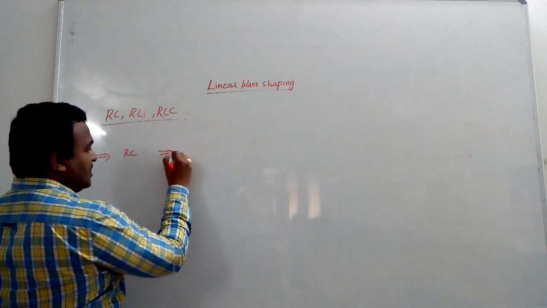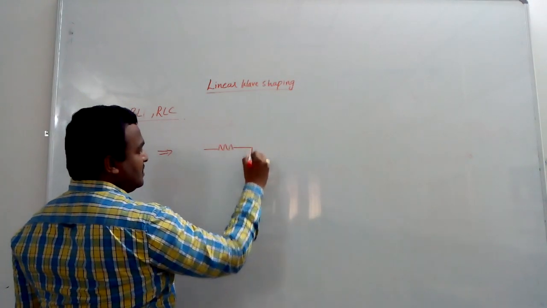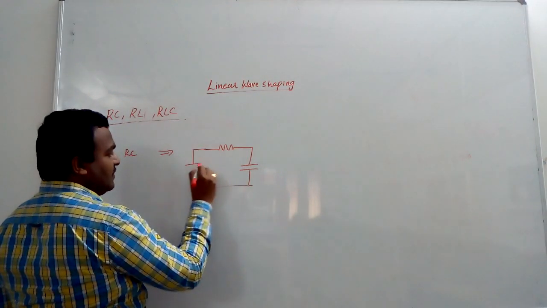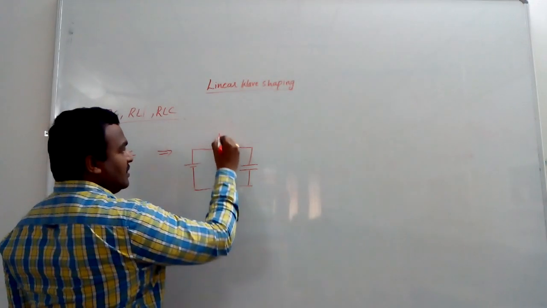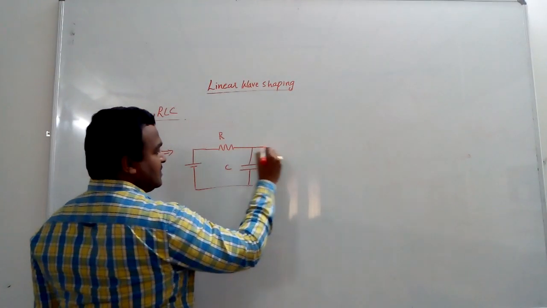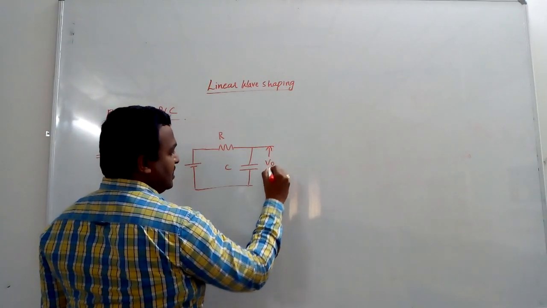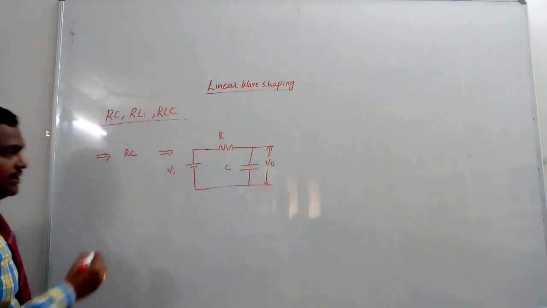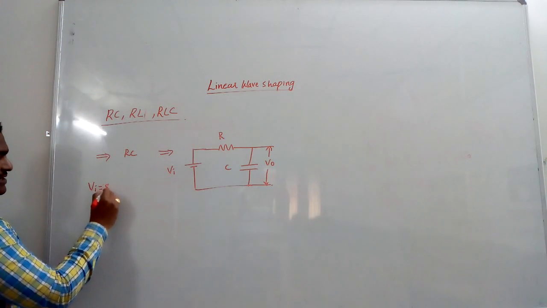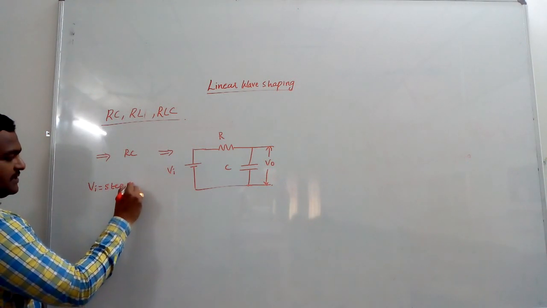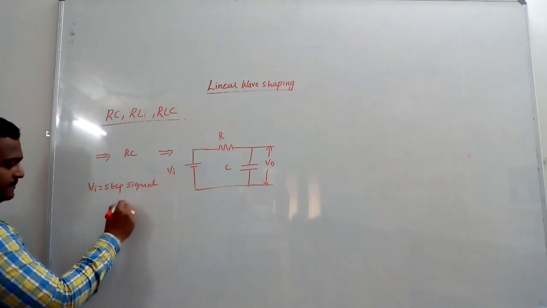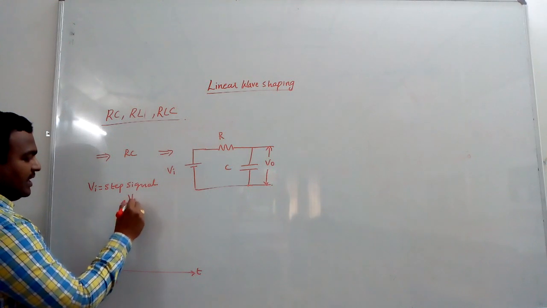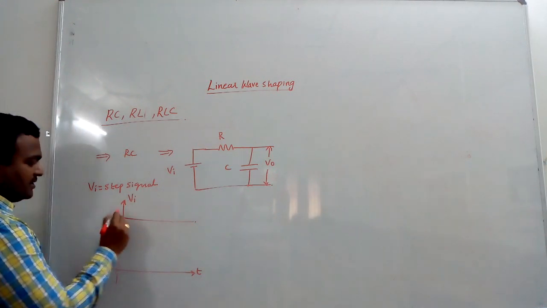Let us design a circuit with the help of a resistor followed by a capacitor. Now let us apply the input first of all with a step. Let us assume this is the resistor, this is the capacitor. Let us take the output voltage across the capacitor. This is my input voltage Vi. Here the input voltage Vi is a step signal. We can represent the step signal with this as t, this as Vi, and its voltage is a constant V volts.